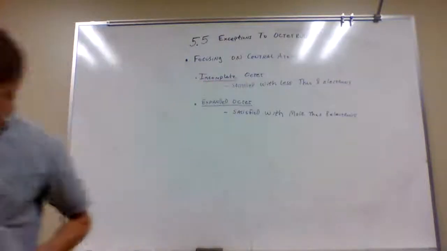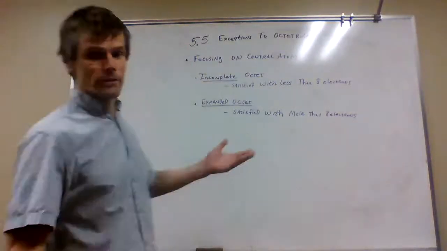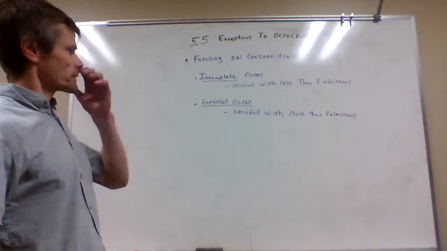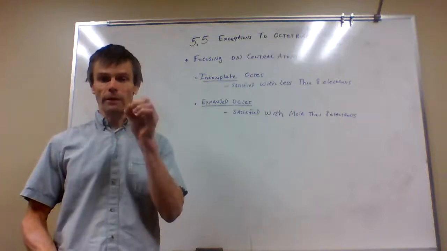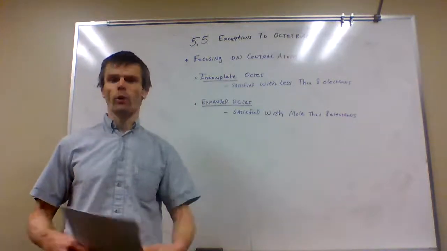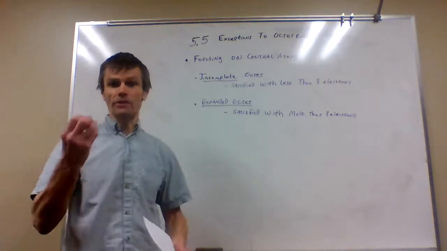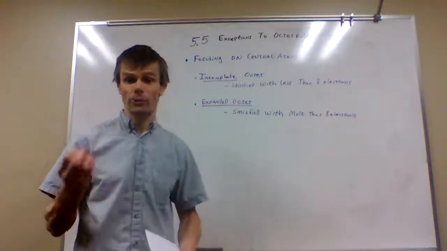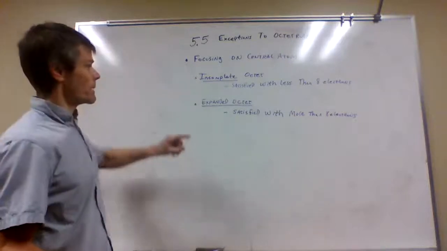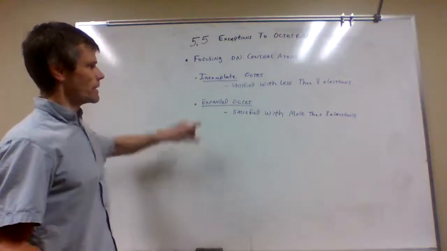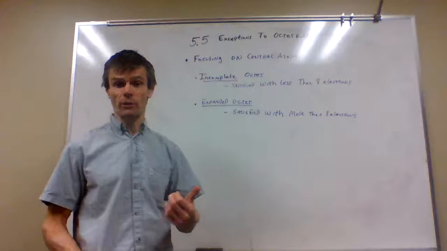Hi, we're in Chapter 5.5, and what we're going to be discussing today are, as our title explains, exceptions to the octet rule. And what we're focusing on is central atoms that can have exceptions to the octet rule. Remember, the octet rule says that when we form compounds, a very stabilizing feature is that 8 electrons surround an atom. What we're going to show is that there are situations in which the central atom may experience an incomplete octet.